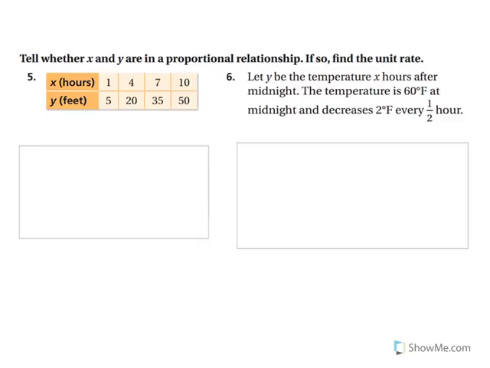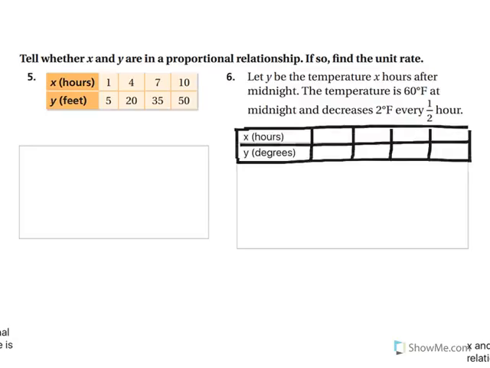And then for number 6, it says, let y be the temperature x hours after midnight. The temperature is 60 degrees at midnight and decreases 2 degrees every half hour. Let me ask you to do this. For number 6, go ahead and make a table, and then use that table to determine whether it's a proportional relationship. Okay? So I'm going to go ahead and pause you guys while I get the answers prepared, and you're getting them prepared, and we will meet again here in a few moments.